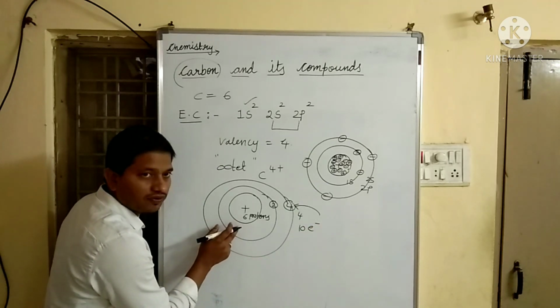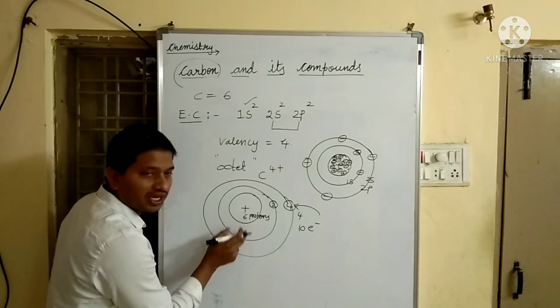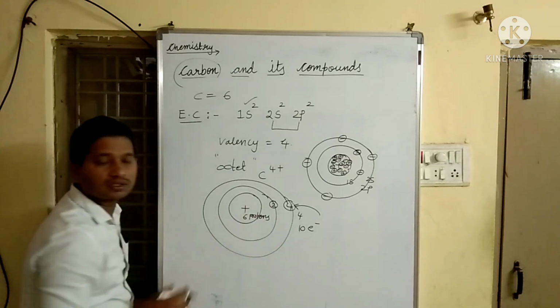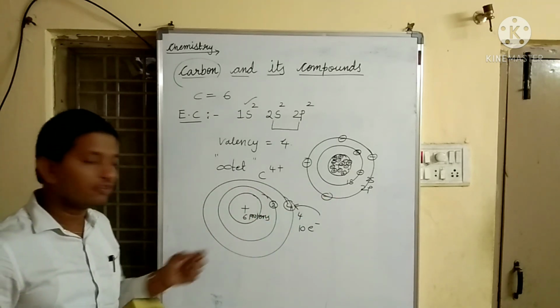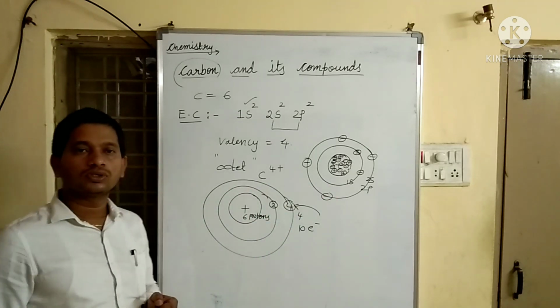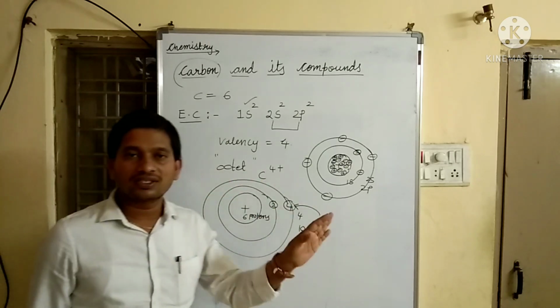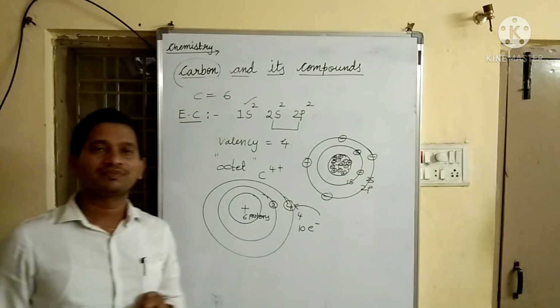2 plus 4 is 6, 6 plus 4, it becomes 10 electrons. So it will be difficult for the nucleus to maintain 6 protons with 10 electrons. It cannot combine. It will be difficult for carbon. So gaining 4 electrons is a remote possibility.